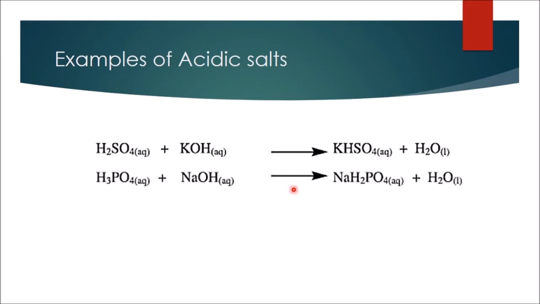Another example that we have is H3PO4 and NaOH. Now again both of them are a strong acid and a strong base, but still you have two hydrogen ions unreacted in the salt. So whenever you see a salt with hydrogen ions, always classify it as acidic salt. So this is one of the tricks you can use to identify an acidic salt: acidic salt always has hydrogen ions.